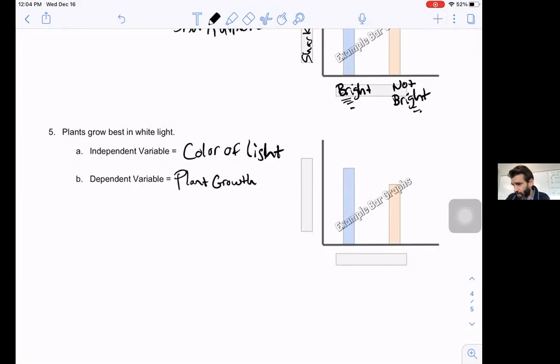So you could put color of light, and maybe this one is white light. And here, maybe you put a red filter on there. So the color of light is a thing we can change. We can adjust that in our experiment by putting a filter over the light. You can get different colored light bulbs. But the thing that we're going to then measure is the growth of the plant.